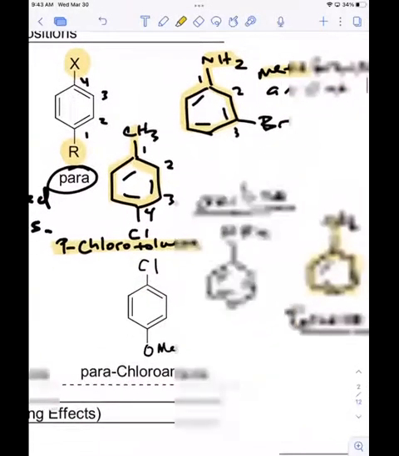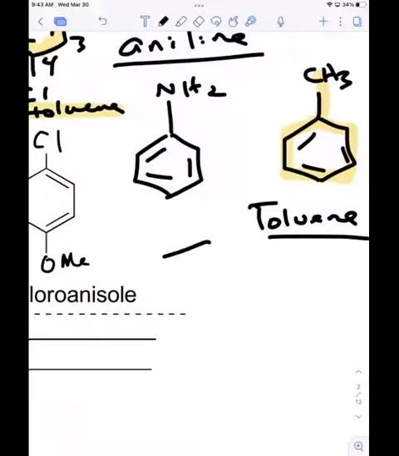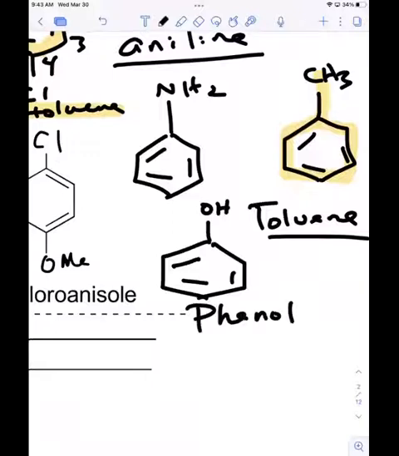Let me show you another one. And I hate squeezing this in here. This is not good. Maybe I'll rewrite it after class. This is another common name, aromatic. This is phenol. So phenol will follow the same convention.